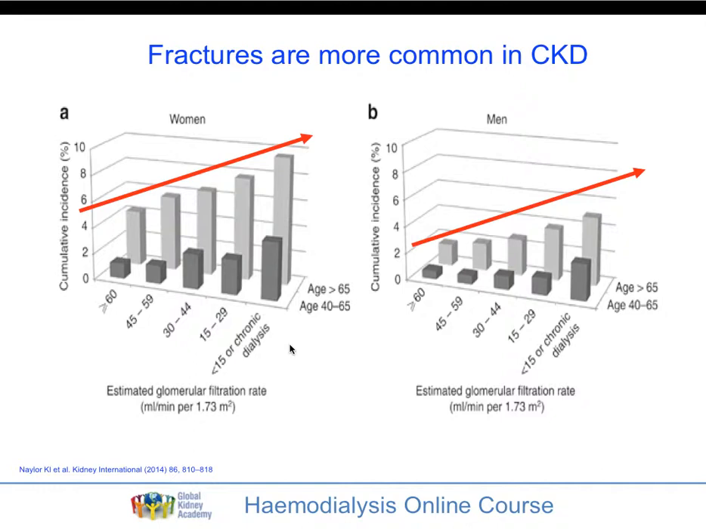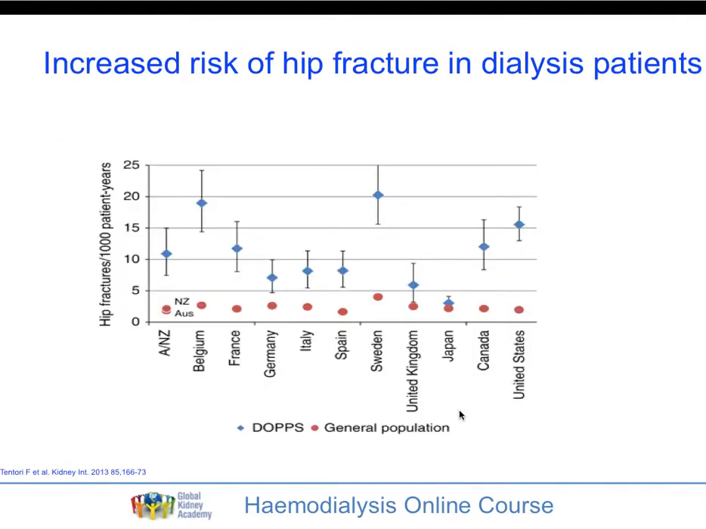Does any of this matter? Well, yes, fractures are more common in chronic kidney disease. As your GFR declines, you're much more likely to fracture. And patients on dialysis are much more likely to have hip fractures.